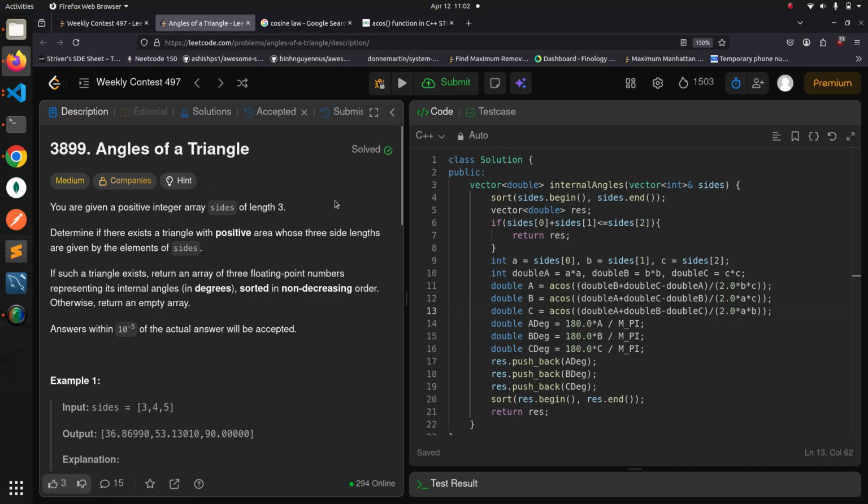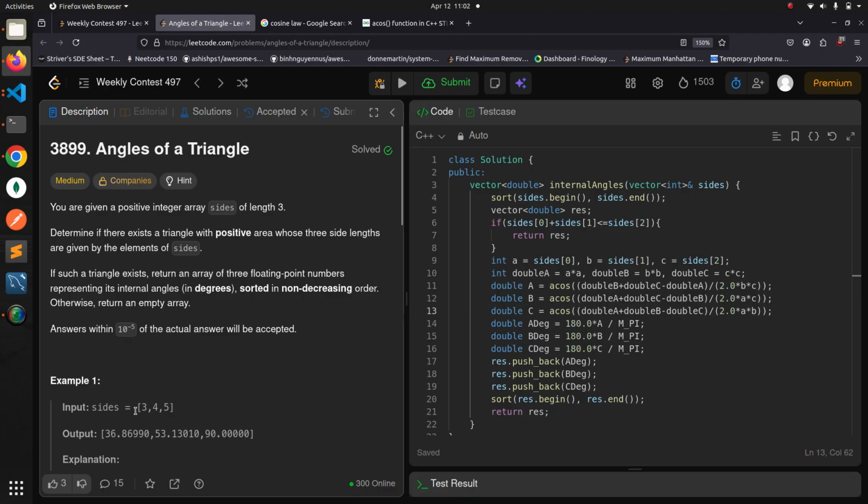Now let's see the second problem of weekly contest 497. You are given a positive integer array of sides of length 3. Determine if there exists a triangle with positive area whose three side lengths are given by the elements of sides. If such a triangle exists, return an array of three floating point numbers representing the internal angles in degrees. This is important: sorted in non-decreasing order. Otherwise, return an empty array. An answer within 10 to the power minus 5 of the actual answer will be accepted.